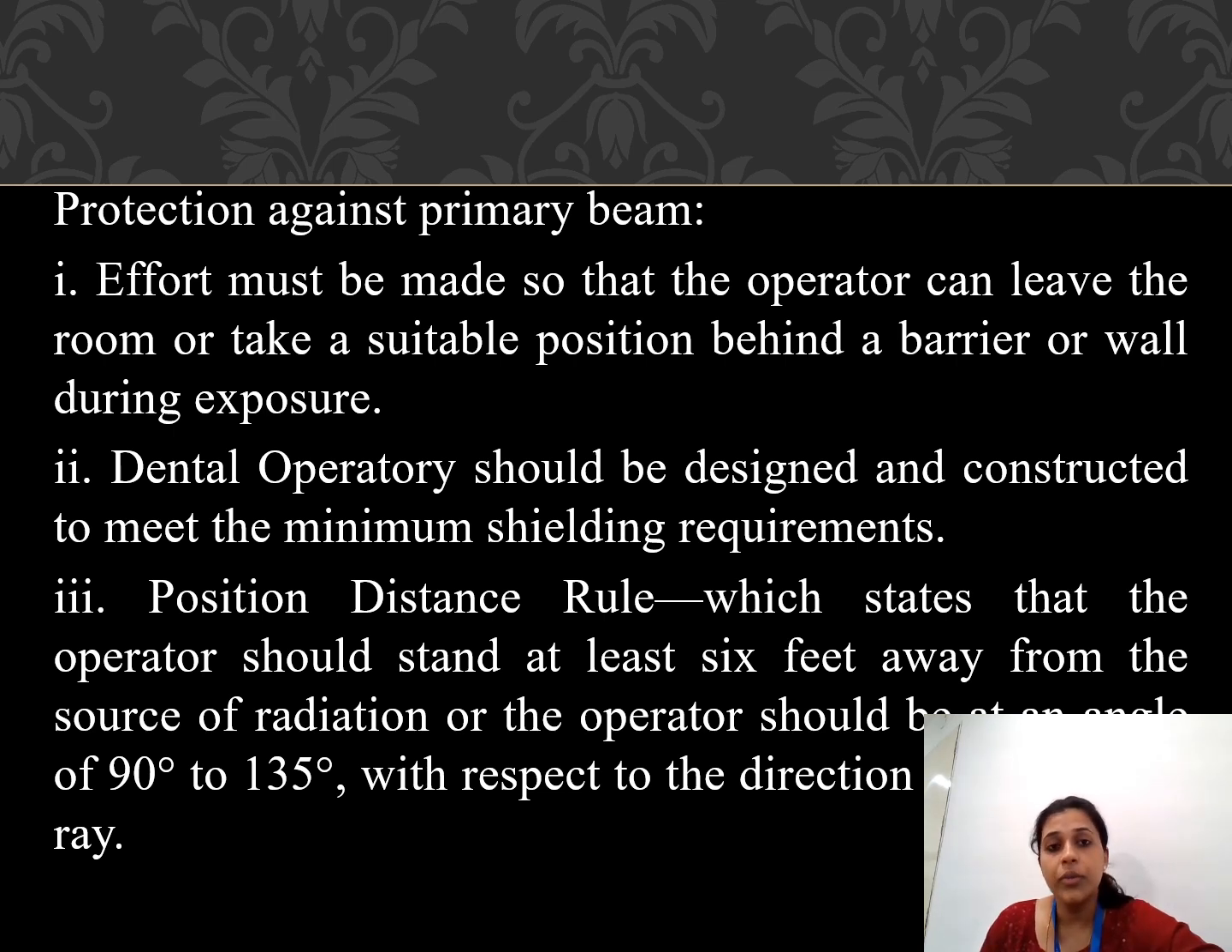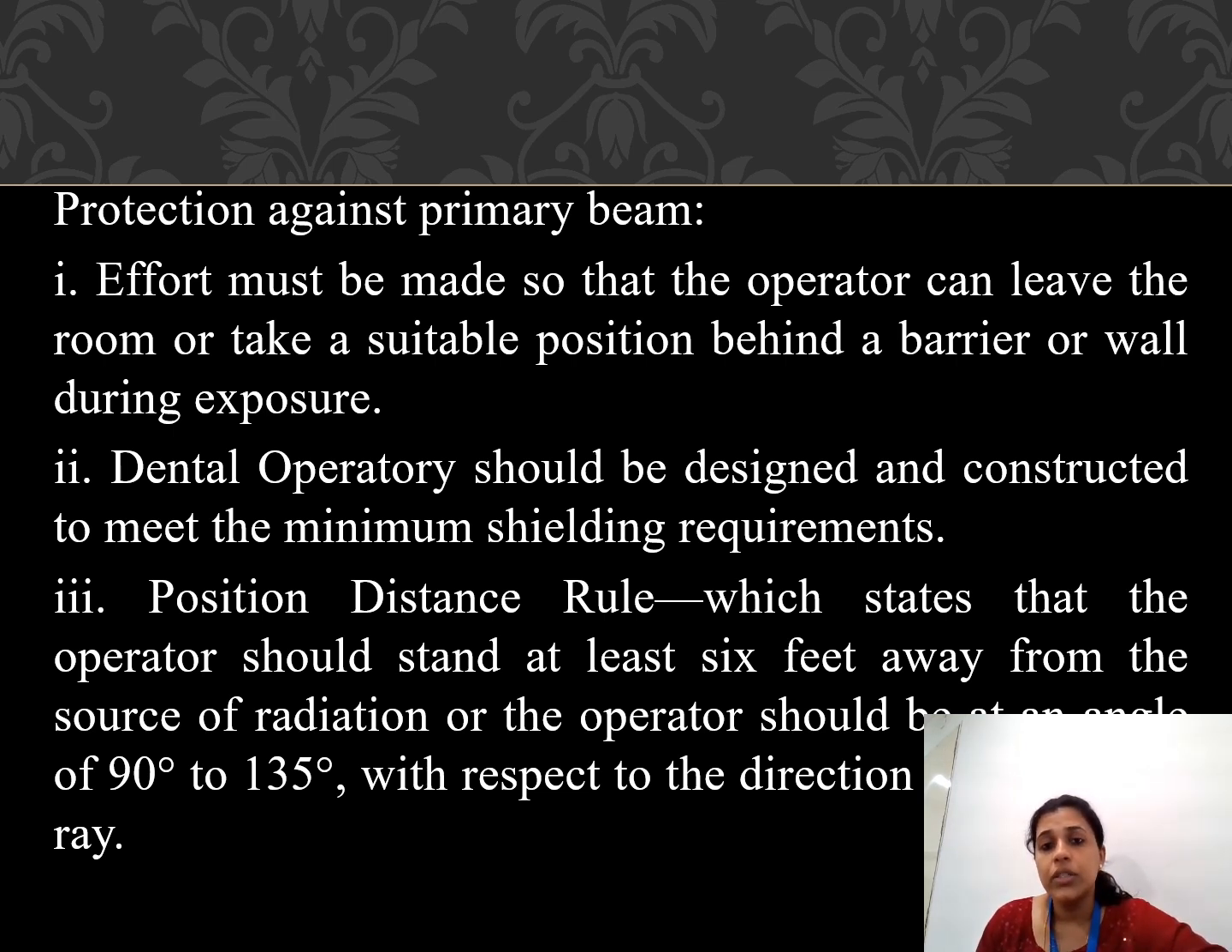So how do we protect against primary beam? So primary beam is a beam of X-rays which is directly originating from the focal spot. So we have to make the effort so that the operator can leave the room or take a suitable position behind a barrier or wall during the exposure. The barrier can be made up of suitable material. If there is no shield or barrier, the operator can use a lead apron too.